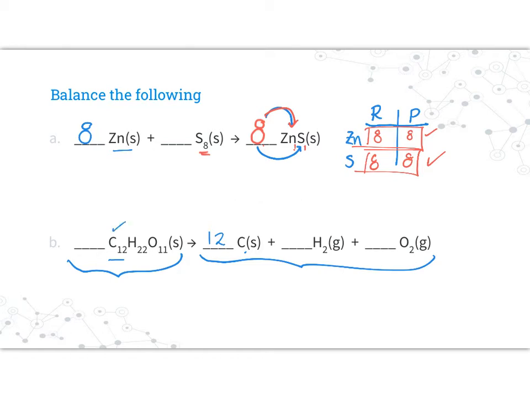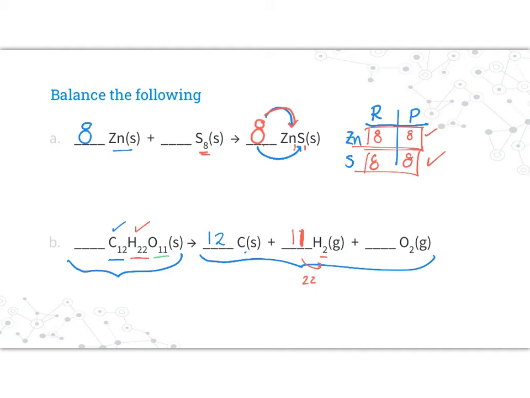That took care of carbon. So we're going to move on to hydrogen. There are 22 hydrogens in my reactants. In my products, hydrogen come in pairs. To get 22 hydrogens, when they are working in pairs, I need 11 hydrogens. 11 times 2 is 22. So that looks good.